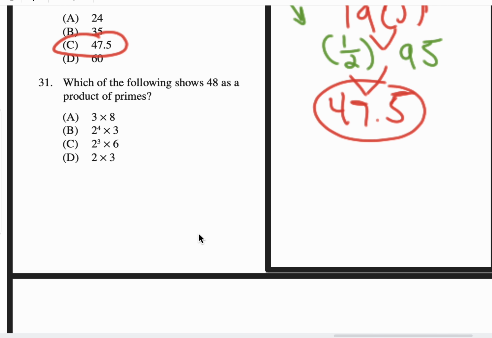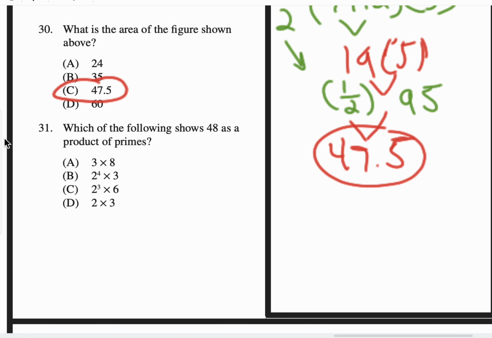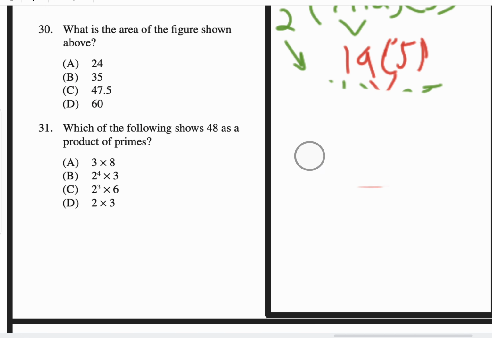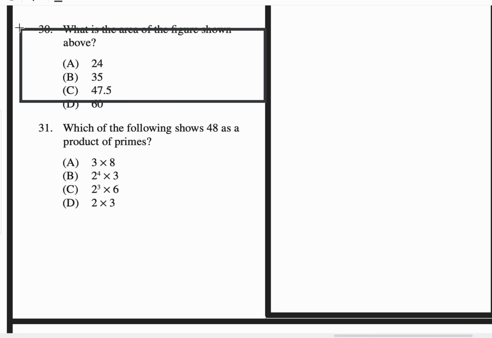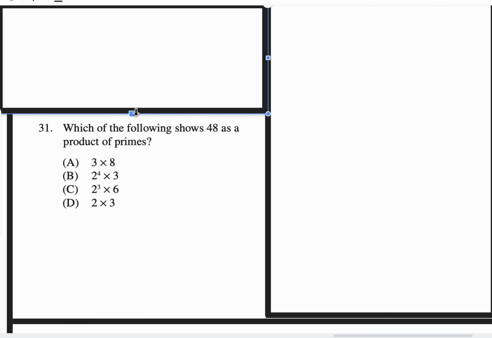Great, let's take a look at number 31. Which of the following shows 48 as a product of primes? Here we can draw a factor tree to write out the prime factorization of, in this case, 48.